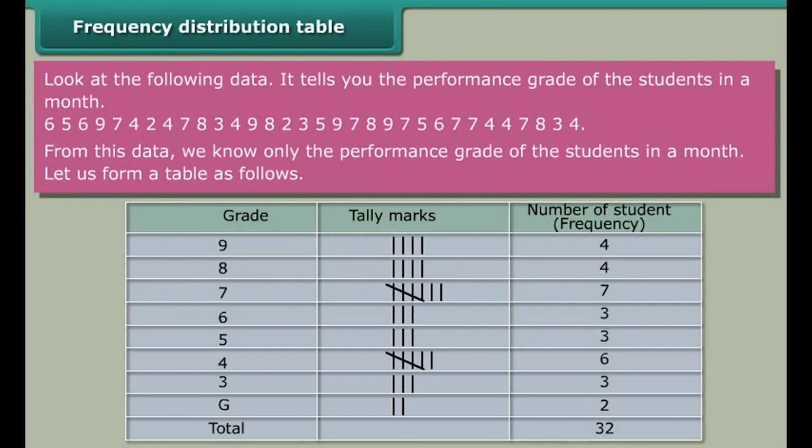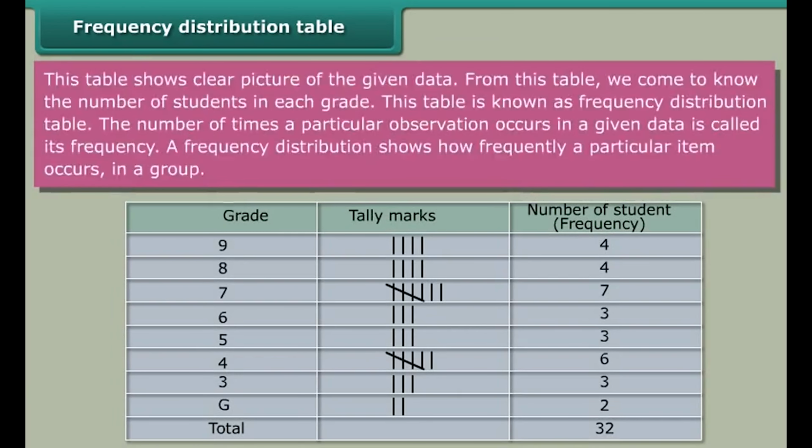Let us form a table as follows. This table shows a clear picture of the given data. From this table, we come to know the number of students in each grade. This table is known as a frequency distribution table.